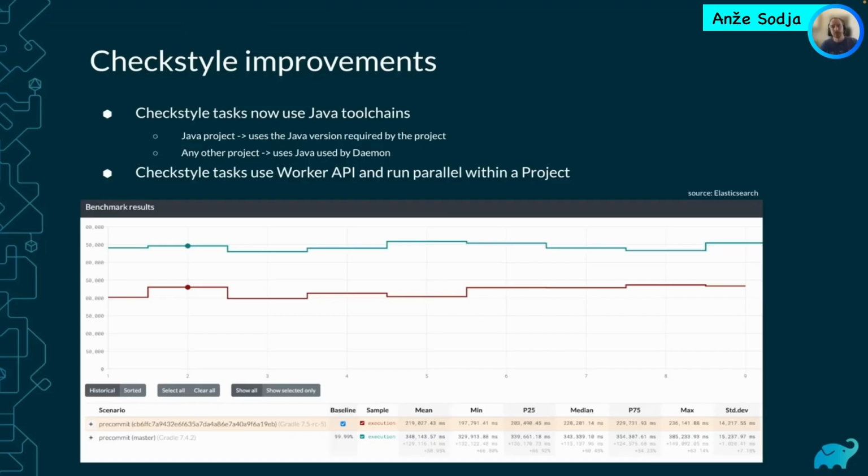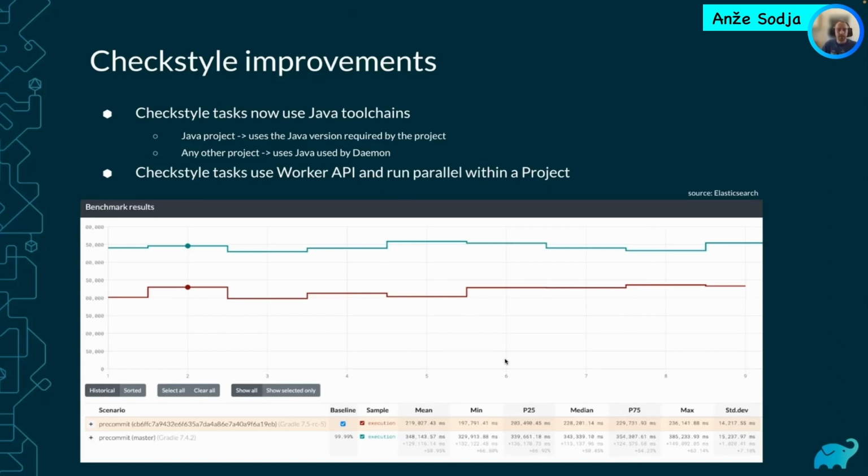Code quality tools got some improvements with this release. First to mention is Checkstyle. Checkstyle tasks now use Java toolchains. That means that you can set the Java version you want to run Checkstyle with. Now, a nice feature is also that for a Java project, if you set a Java version on the Java extension, Checkstyle will automatically pick it up.